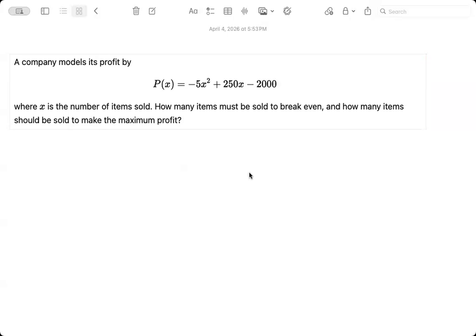X is the number of items sold. When you think about it, at the break-even point for any company, what is the profit? 0. Good job. So would you be able to do this? Basically, you have to factorize this. Then only you'll get the answers.